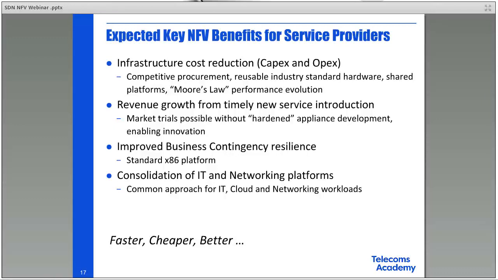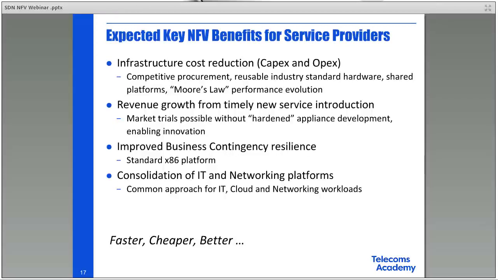The final thing that we get here is consolidation of the IT and the networking platforms. Where this is heading is looking at your information technology workloads, your OSS, your BSS, your enterprise automation. All this lot is typically running on x86 servers these days. Your cloud workloads, your cloud services, again, are running on x86. And the networking workloads, now we're saying, hey, you can run them on x86 as well. So we're starting to see this crossover between the IT world and the comms world.